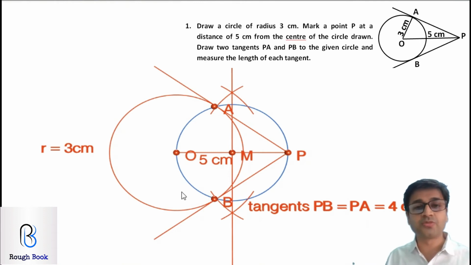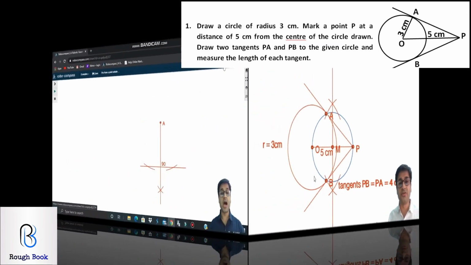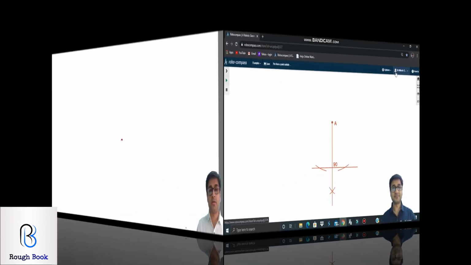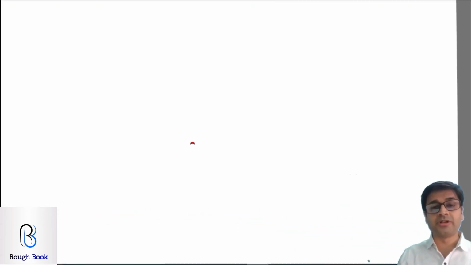I hope you manage it well. Do not copy, try it on your own. If you copied, you should try one more sum on your own. You can take sum number 2, which is similar to this, with a point outside the circle. The next question that I want you to begin with is sum number 4. Read the question, draw the rough diagram and see what you understand and then come back.